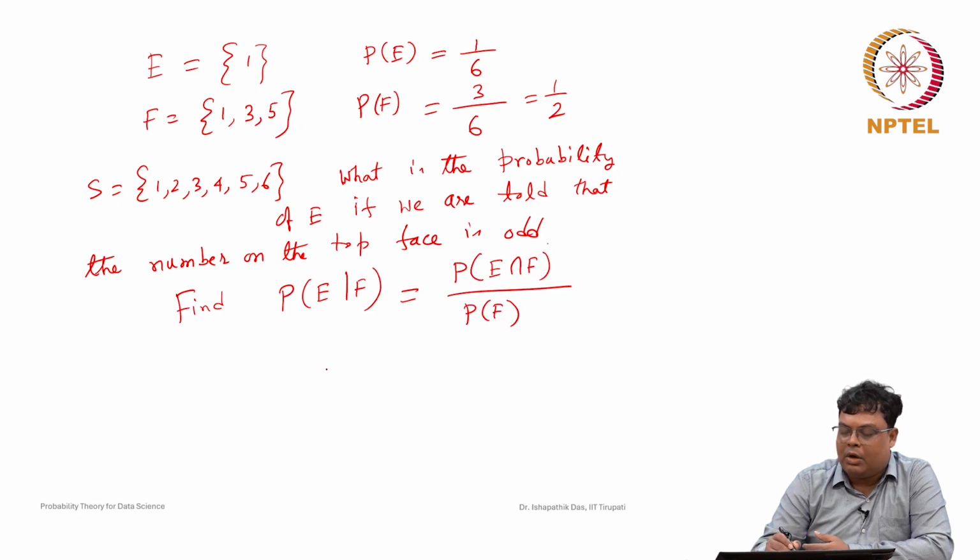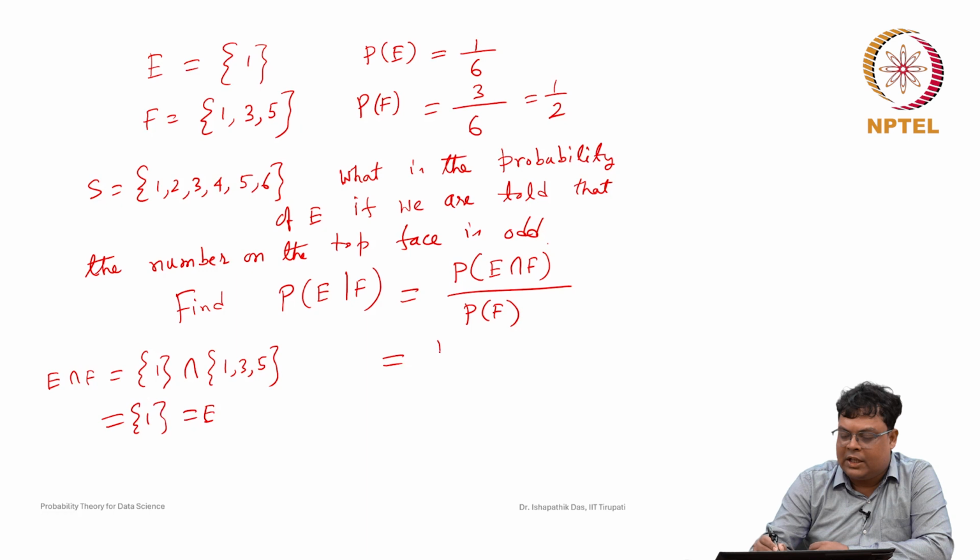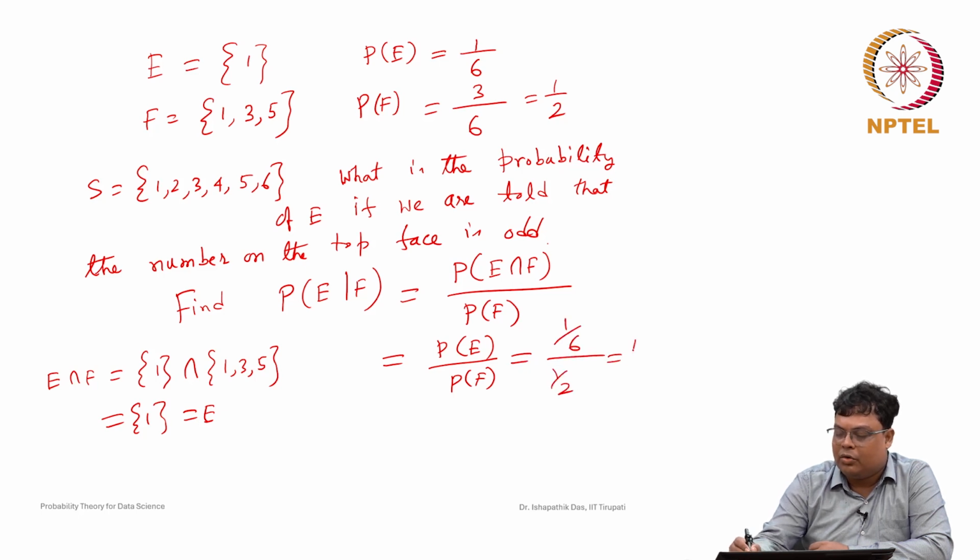Now what is E intersection F? Probability of F we know is 1 by 2. Now E intersection F is nothing but E, which is 1, intersection F, which is 1, 3 and 5. Now 1 is a subset of 1, 3, 5, so the only common point is 1. So this is nothing but E. That's why this is probability of E by probability of F. So probability of E is 1 by 6, probability of F is 1 by 2, so this is 1 by 3.